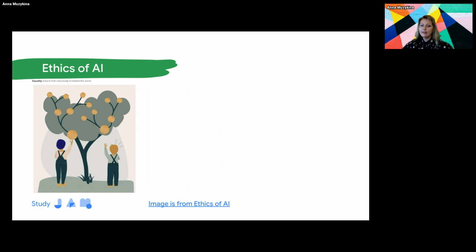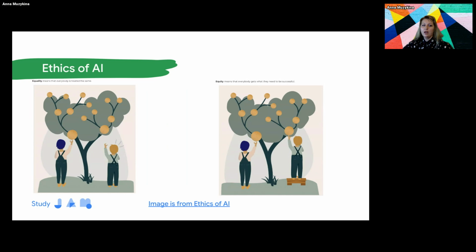However, equality can be blind to different starting points. Not everyone begins with the same advantages. Equity, on the other hand, aims to give everyone equal access to opportunities. It recognizes that sometimes people need different things to achieve the same outcome. For example, social benefits are often distributed based on socio-economic need, not equally to everyone.